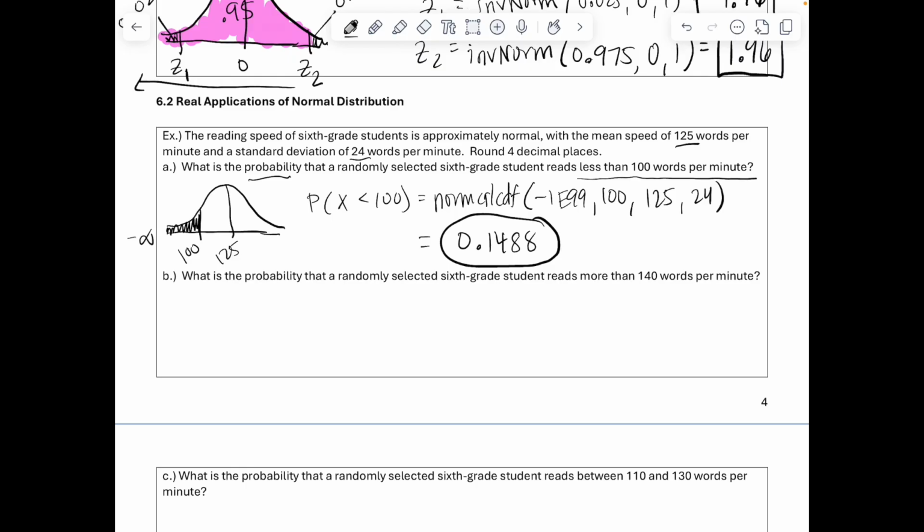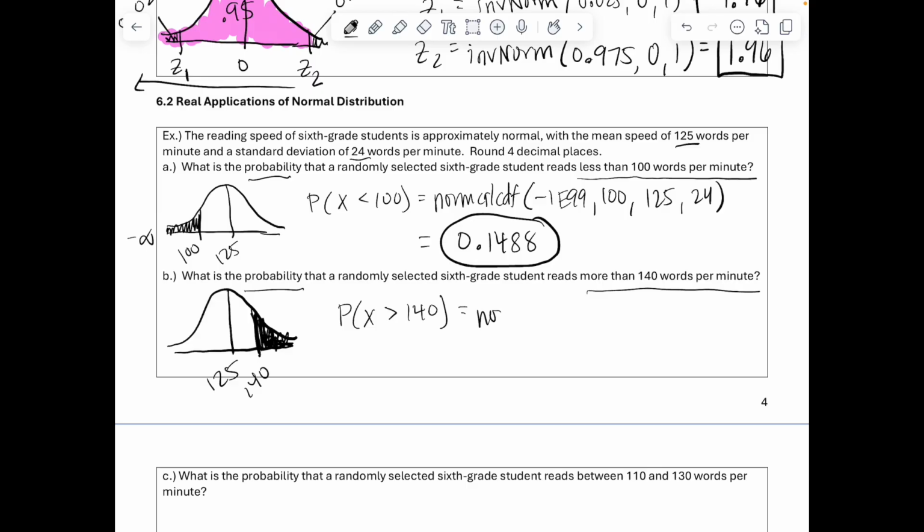Part B says what is the probability that a randomly selected 6th grade student reads more than 140 words per minute? So again, drawing our bell-shaped curve and putting on our mean, which is 125 in the middle. This time it's asking us to find the probability of more than 140 words per minute. And 140 is larger than the 125, so I'm going to put it to the right. And more than means we're going to be shading this graph to the right.